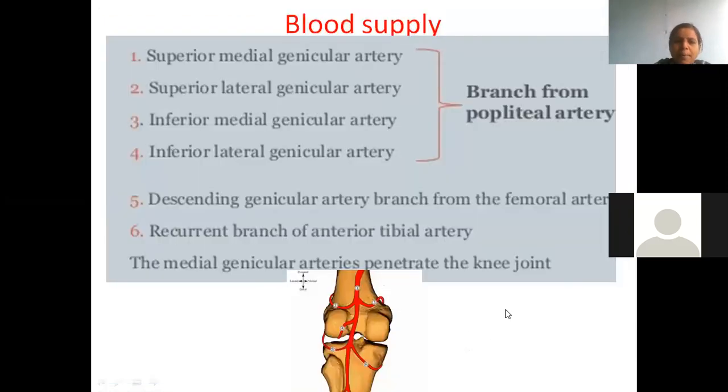So now coming to the blood supply of the knee joint. The blood supply of the knee joint is the branches of the popliteal artery, which we studied when we were doing the popliteal fossa. You give the same names without any doubt. Genicular means they are going and supplying the joint. So we have superior medial genicular, superior lateral genicular, inferior medial genicular, inferior lateral genicular, middle genicular. Okay, apart from that, we have the descending genicular artery coming as a branch from the femoral artery. We have one recurrent branch coming from the anterior tibial artery. So all these are the branches which are supplying the knee joint.